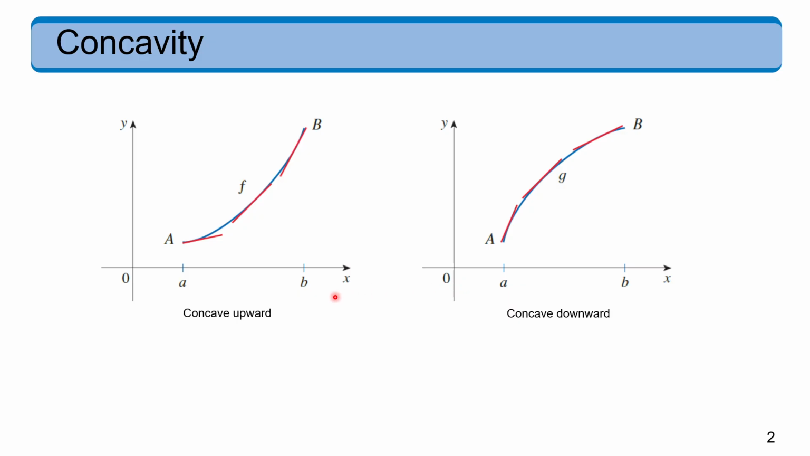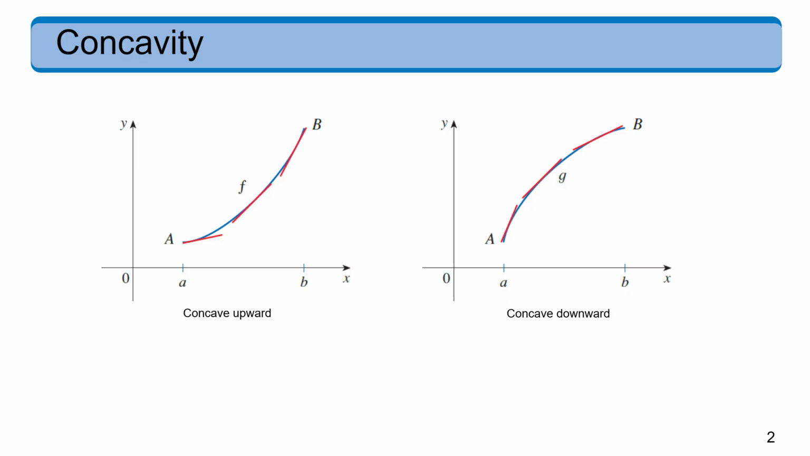The official definitions have to do with tangent lines, right? So here we see the tangent line. In this case, the curve always lies above the tangent lines. That's concave up. And its opposite over here, the curve always lies below its tangent lines. So this is a concave down curve. Now we're going to discuss how to relate this to the second derivative.